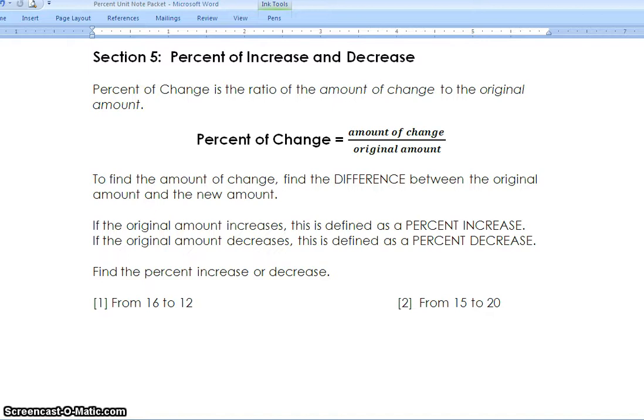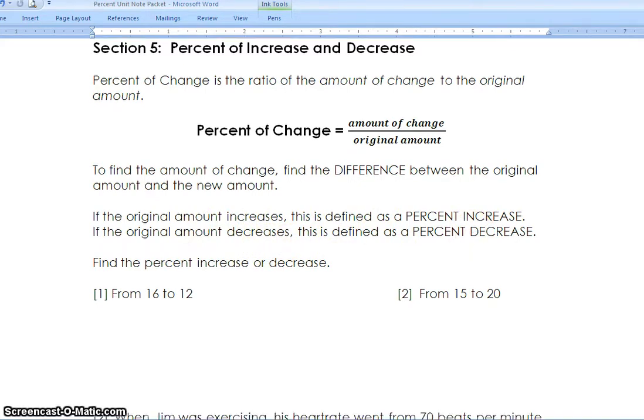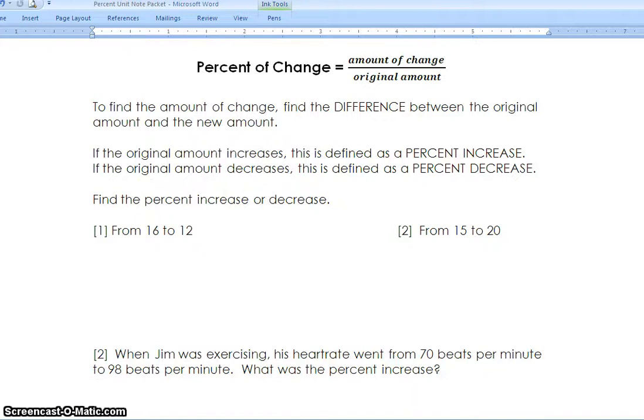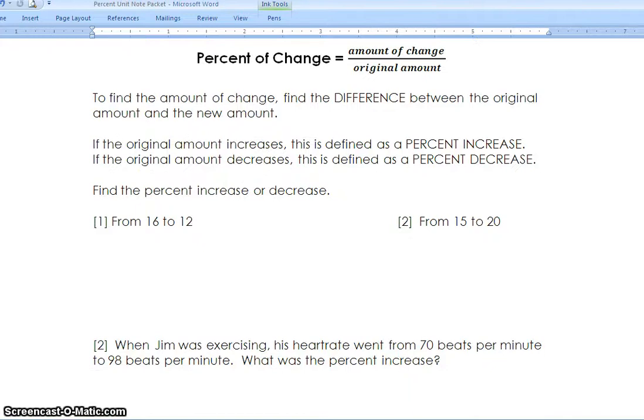So today you should be on your Section 5 notes. It's percent of increase and decrease, and you can see here that it is a ratio, which is a fraction. Here's the formula. You find the amount of change, put that in the numerator. You find the original amount, put that in the denominator. Obviously, if it increases, it's defined as a percent increase. If it decreases, it's defined as a percent decrease. You could have done that without me. So, let's go ahead and find these.